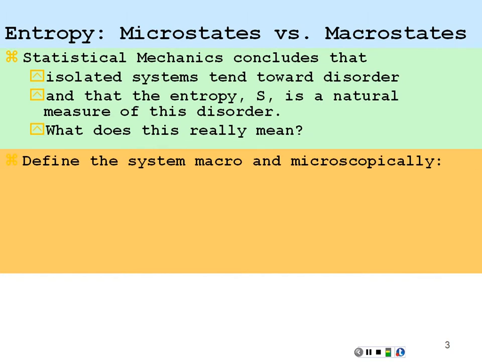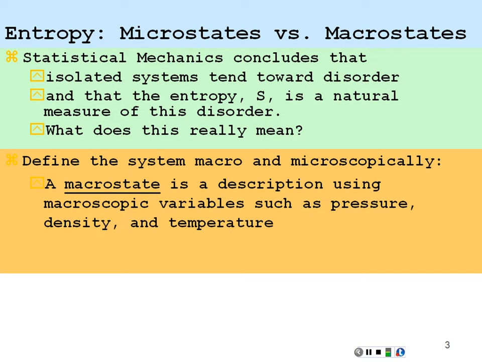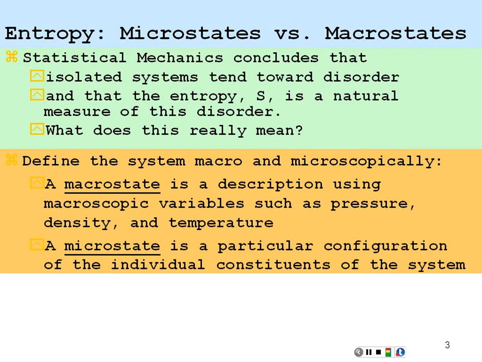To understand this, we define macroscopic and microscopic states. A macrostate is a description using macroscopic variables such as pressure, density, and temperature, something that can describe the whole system at once. A microstate could be like a snapshot of that macrostate at any particular configuration. So you have all your individual constituents wherever they happen to be, and that would be our microstate, which is a specific subset of what the whole state could be doing over time. So a microstate is one particular configuration of the full macrostate.